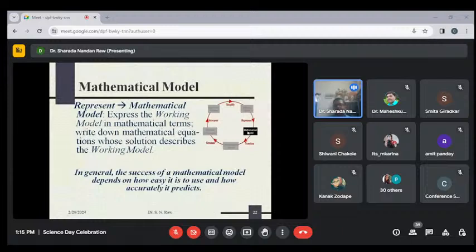अब जो है उसमें जिस पे आपको मॉडल मैथमेटिकल मिल गया. In general, the success of a mathematical model depends on how easy it is to use and how accurately it predicts. So, simple, you have to create a simple mathematical model that can be used and can predict accurately. So we have to think about that.